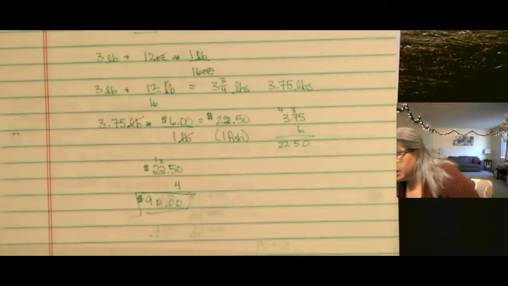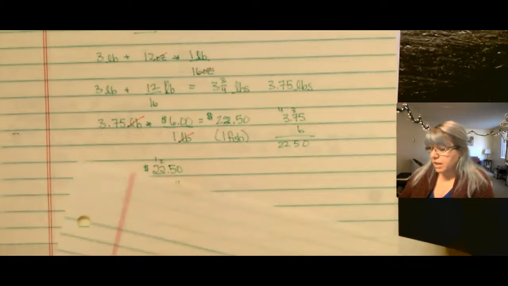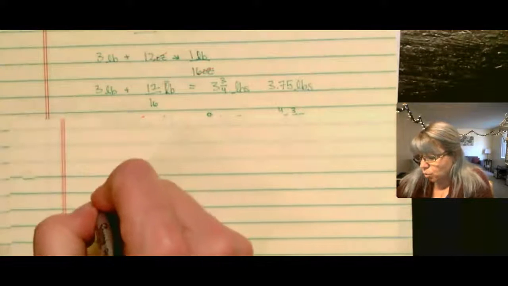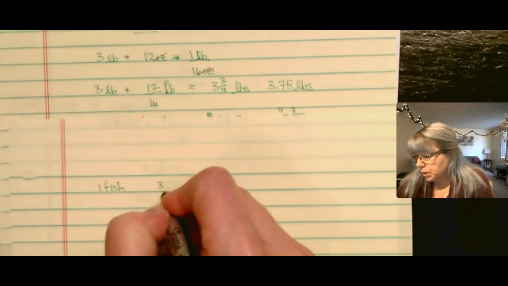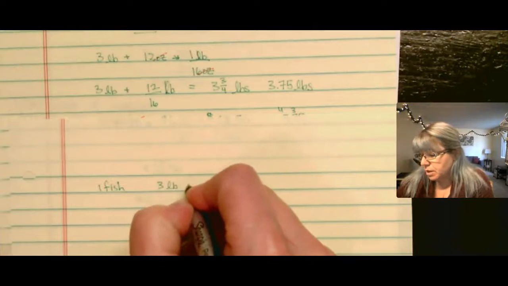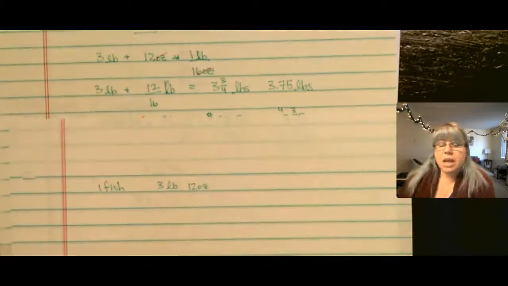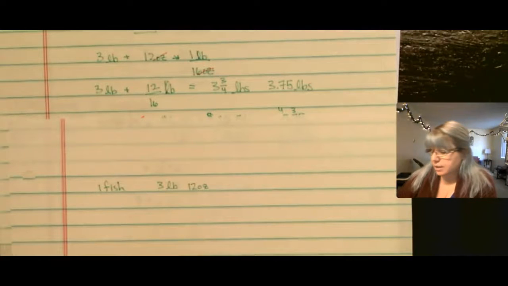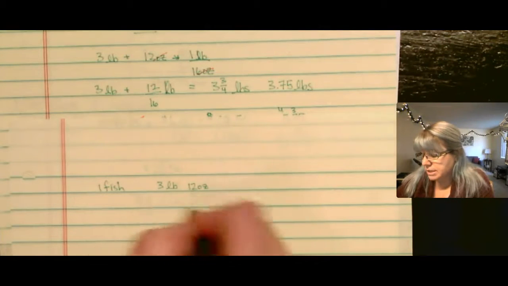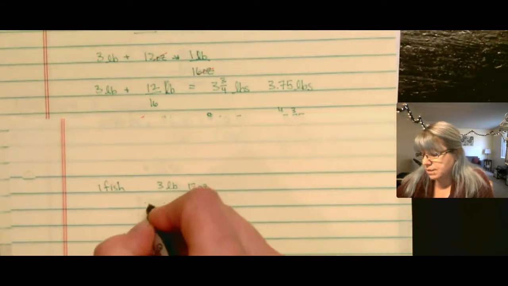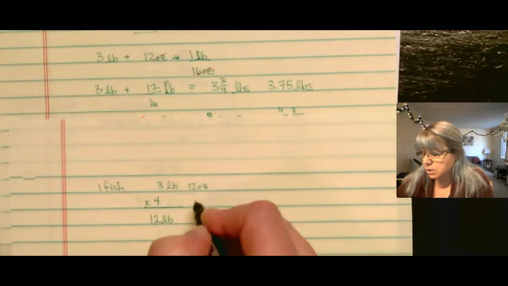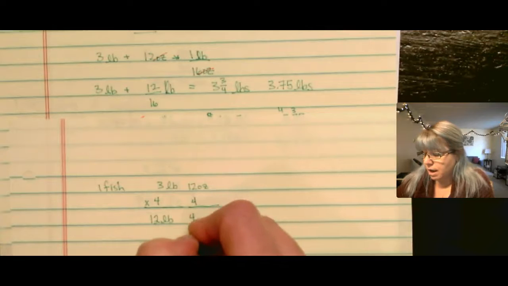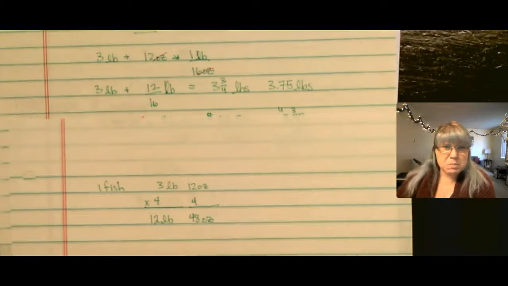The other way I could do it is I could find out the weight of all 4 fish. Right? If one fish weighs 3 pounds 12 ounces, then all I need to do is multiply this by 4. So I can either do it separately, and I think I will. So I'm going to do the pounds separately. Let's multiply that by 4. I get 12 pounds. I'm going to multiply the 12 ounces by 4. I get 48 ounces. But remember, there are 16 ounces in a pound.